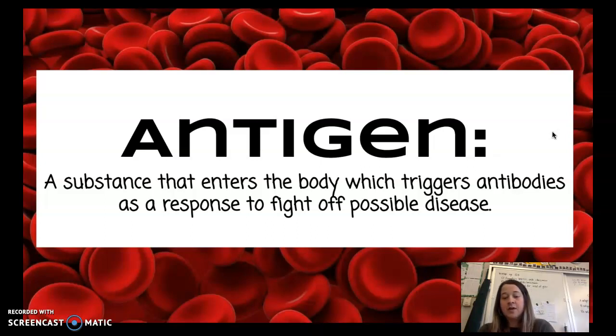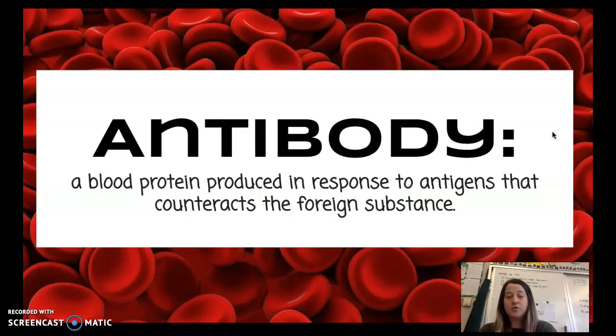Now it triggers an antibody response. If you have an antigen introduced into your body that is not supposed to be there, an antibody is what will take care of it. An antibody is a blood protein produced in response to antigens that counteracts the foreign substance. So if this is my antigen, and then there's an antibody, the antibody will latch onto that and get rid of it in your body. So this is a protein that's produced to counteract the antigen.